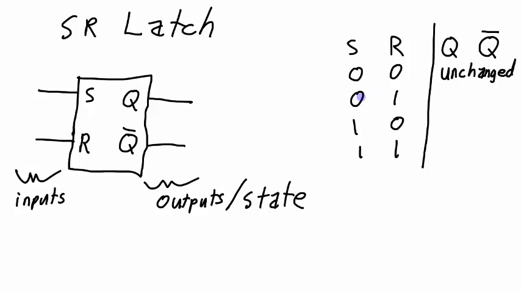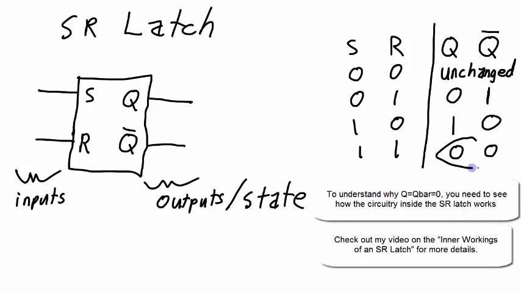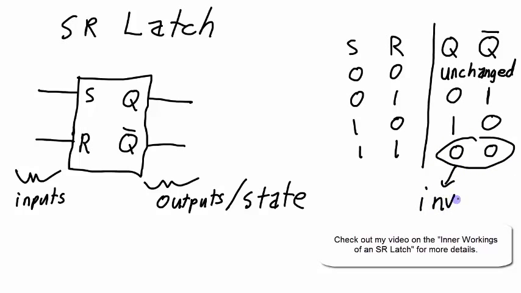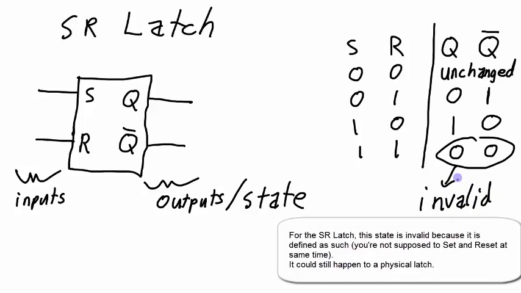Now when S is low, you're not setting, and R is high, you are resetting. You force Q to go low and Q bar to go high. When S is 1, so you're setting, but R is 0, you're not resetting, Q goes high and Q bar goes low. Now, in this last state, when S is high, so you're setting, and R is high, so you're resetting, what happens is Q and Q bar will both go to 0, but this particular state is considered invalid. It can happen, but it's an invalid state because both Q and Q bar are zero, so Q and the opposite of Q are equal to each other, which just doesn't make any sense.